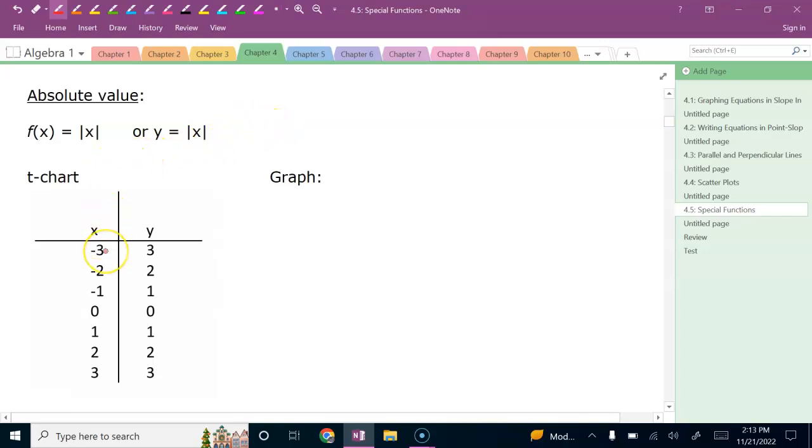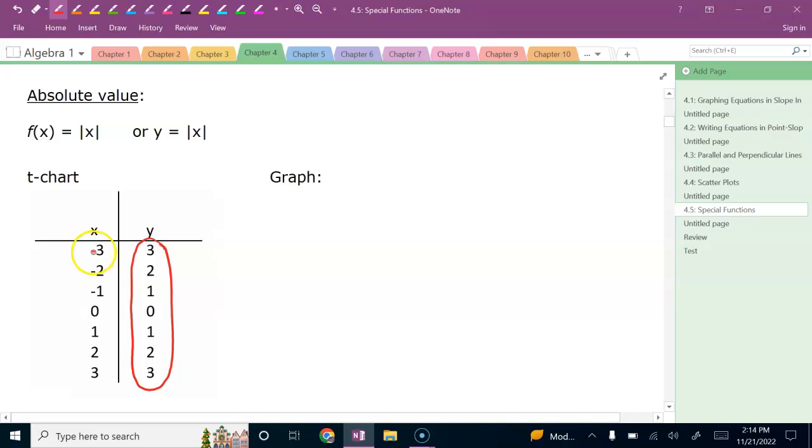In order to help us graph this, we're going to want to make t-charts or xy charts. So for this one, I just put in numbers -3, -2, -1, 0, 1, 2, and 3 for my x values. You could really put whatever number you wanted in for x. Now, when I put that in there, because we're dealing with absolute value, it's going to make them all become positive. So you can see how all these numbers in the y column are all positive values because you're talking about that distance from 0.